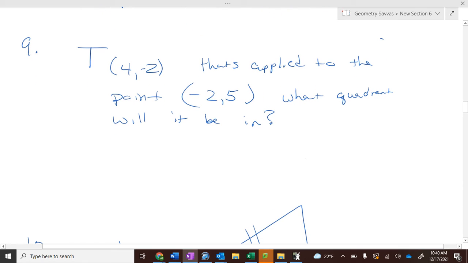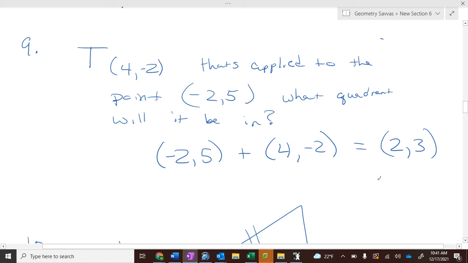Let's say you're supposed to translate something by 4, -2, and right now the point is at -2, 5. What quadrant will it be in after you translate it? So you start at -2, 5. You're going to add 4, -2 to it. So then you get 2, 3. What quadrant is 2, 3 in? It's in quadrant number 1.